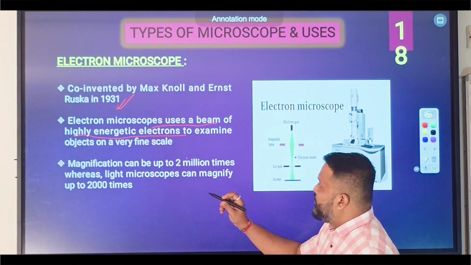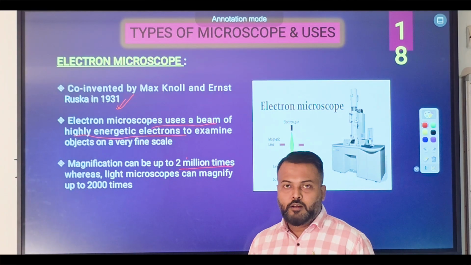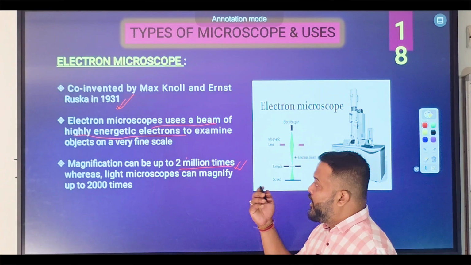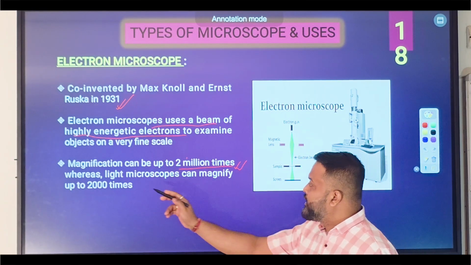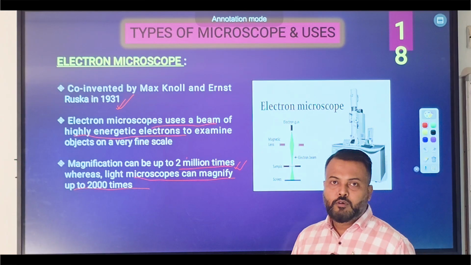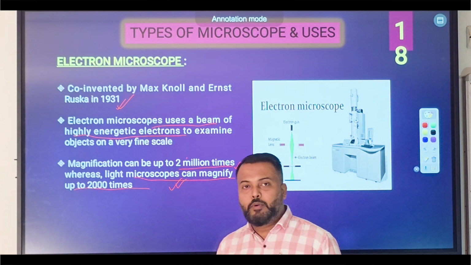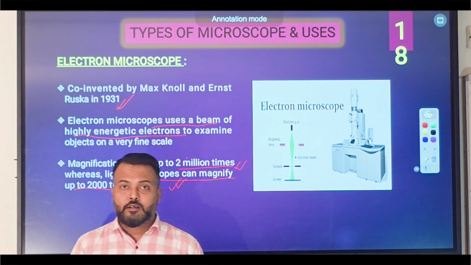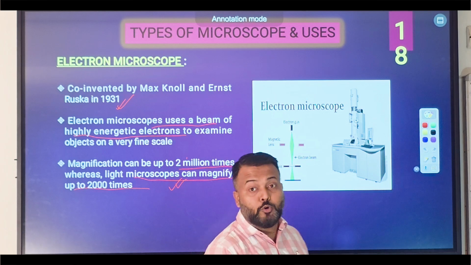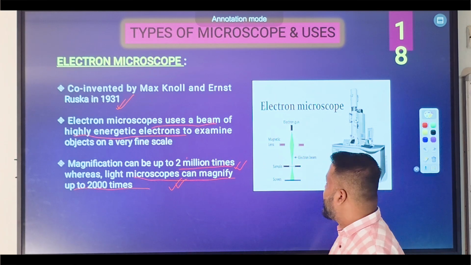Okay, so magnification can be up to 2 million times. Isn't this wonderful? They can magnify it up to 2 million times, whereas a light microscope can magnify up to 2000 times only. So this is the difference between light microscopes and electron microscopes. It is the most important difference because they can magnify up to 2 million times, which is very unique for this particular type of microscope.